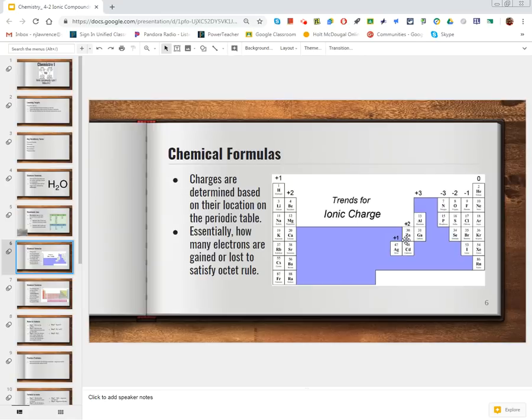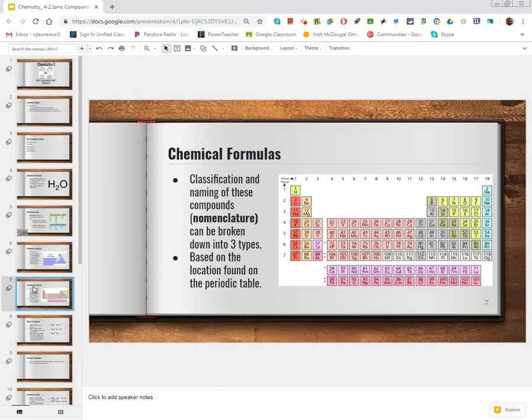So again, for type 1, we're just using ions that have specifically 1 charge. So again, what we're talking about is nomenclature. Nomenclature is just a way we name. It's a fancy term for how we name compounds. There's going to be 3 types. This first type is the first way we're going to do ionic compounds.